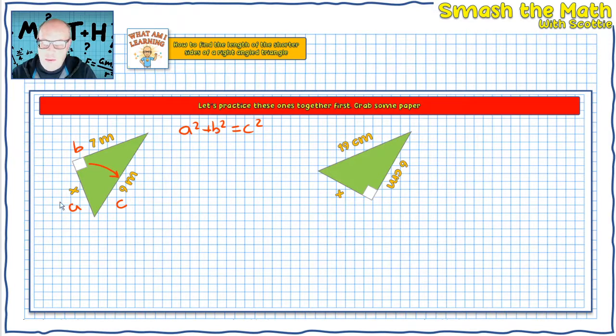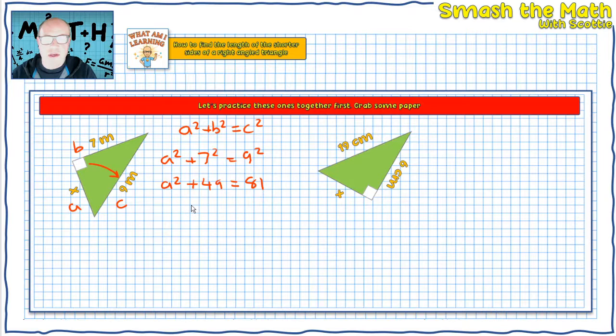So A we don't know. So let's write down A squared plus B squared. B is 7. Equals C squared, and C is 9. Okay. Right, so let's work out what we've got so far. So A squared, 7 times 7 is 49, and 9 times 9 is 81.